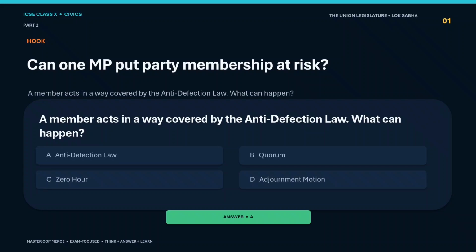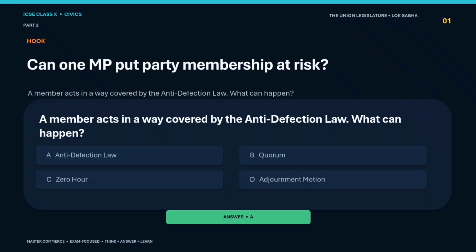Here's today's opening challenge. Imagine an elected member is expected to follow the party's position but does something that falls within the anti-defection law. Can that member face disqualification? Yes, depending on the specific grounds laid down by the law.